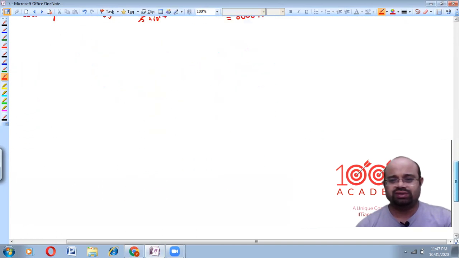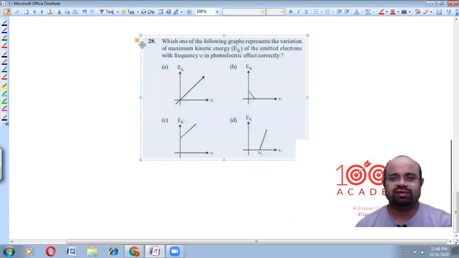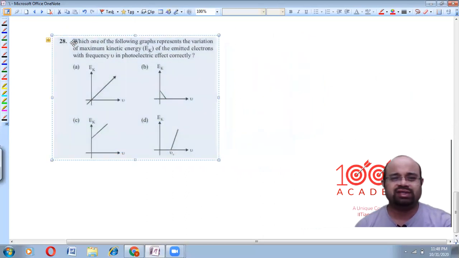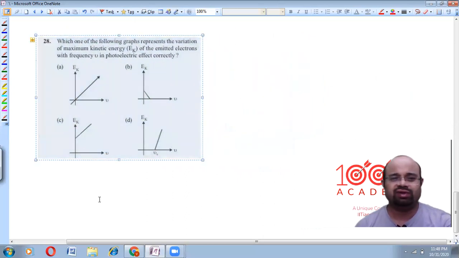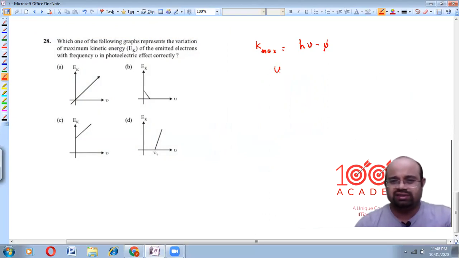Let's move to the next question. Okay, as you can see on your screen, a few graphs are given. Which one of the following graphs represents the variation of maximum kinetic energy with frequency in the photoelectric effect correctly? According to Einstein's equation, the maximum kinetic energy is h nu minus phi.